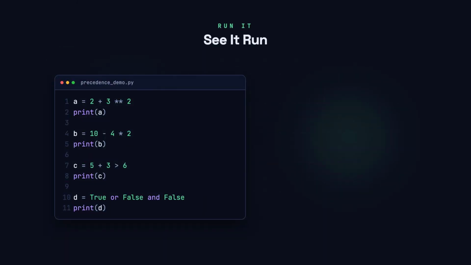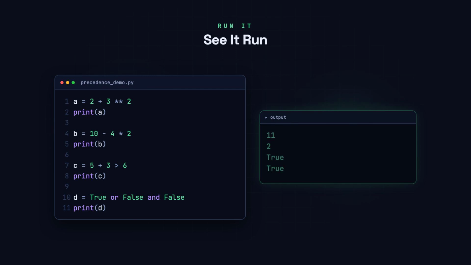Let us run it. 2 plus 3 to the power of 2 prints 11. 10 minus 4 times 2 prints 2. 5 plus 3 is greater than 6 prints true. And true or false and false prints true, because the AND is evaluated before the OR.